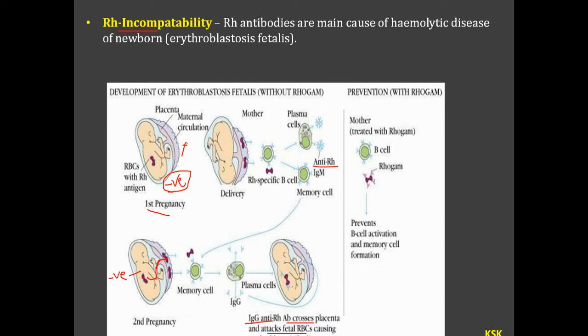Like that, the death of the baby is taking place. With the second child, while there is no problem with the first child. Okay, this is an example of RH incompatibility under the type 2 factor.